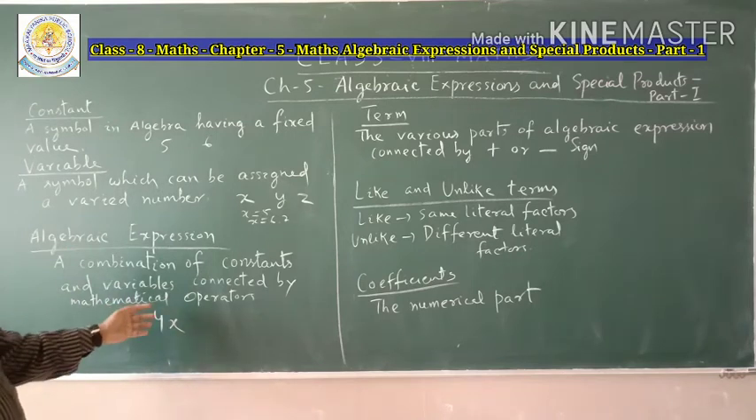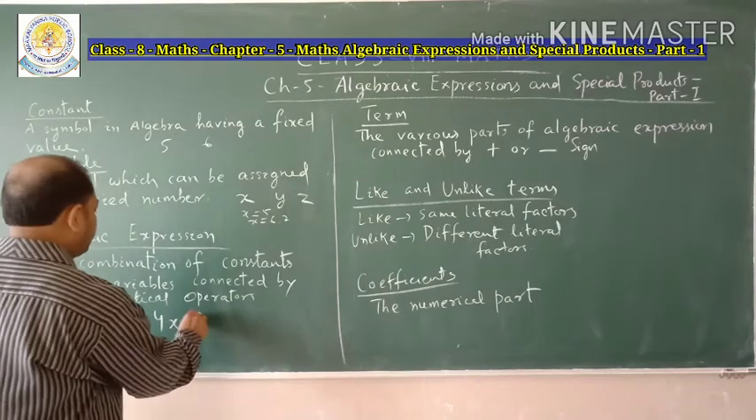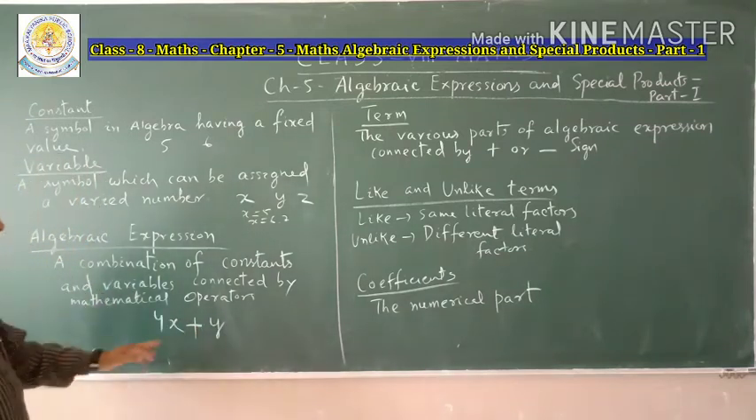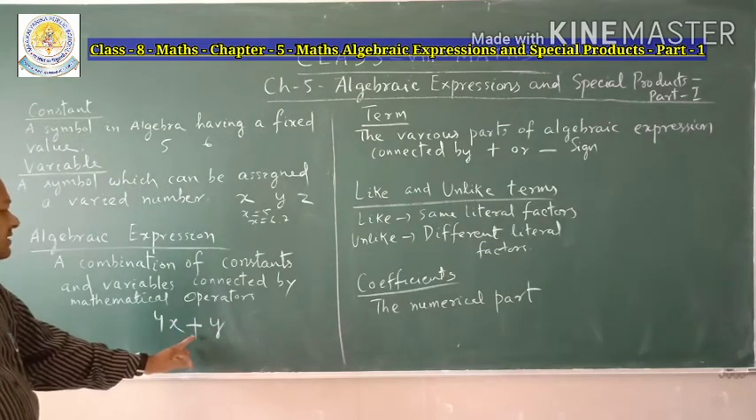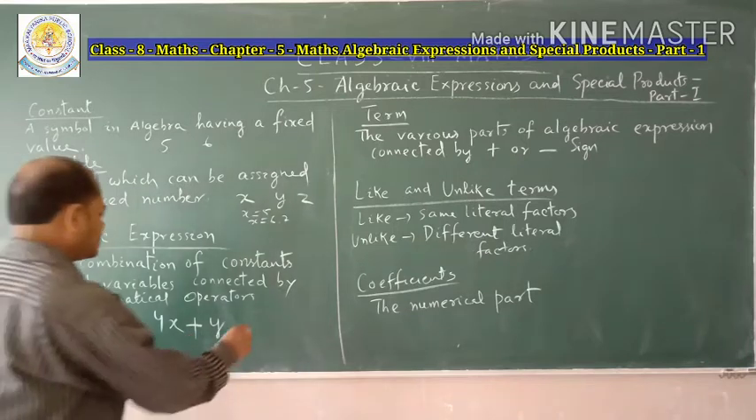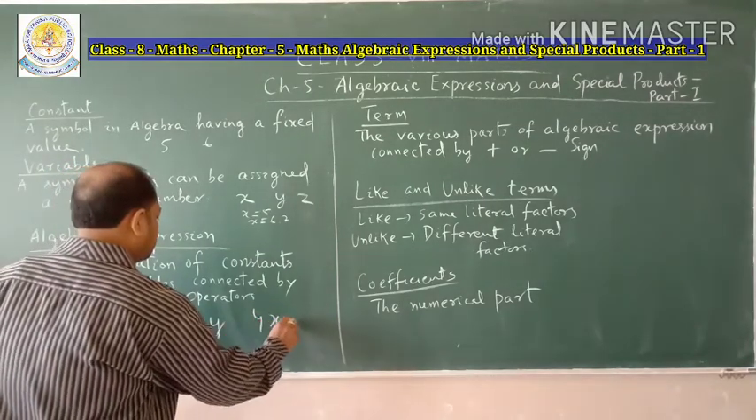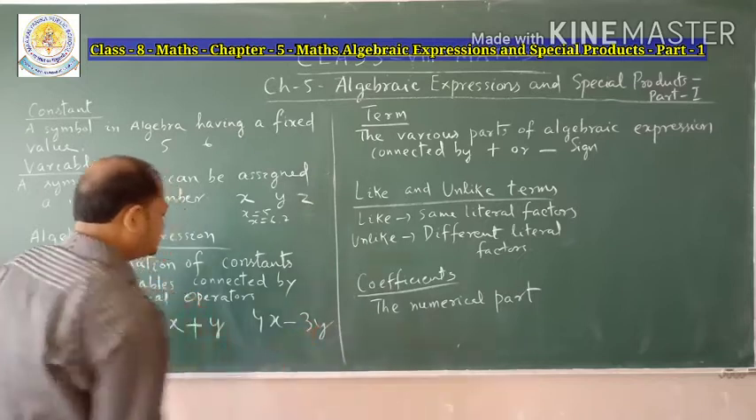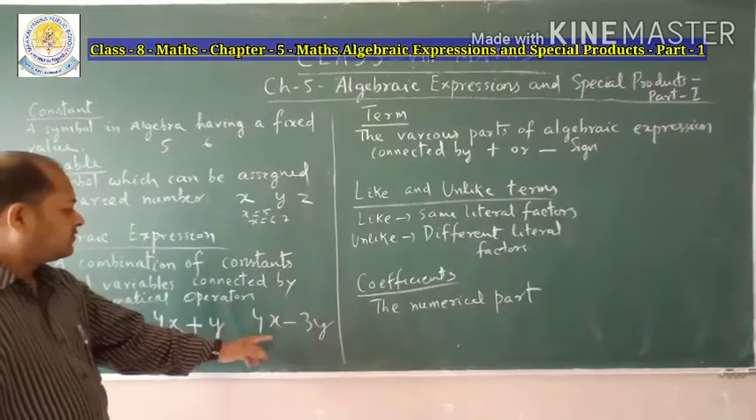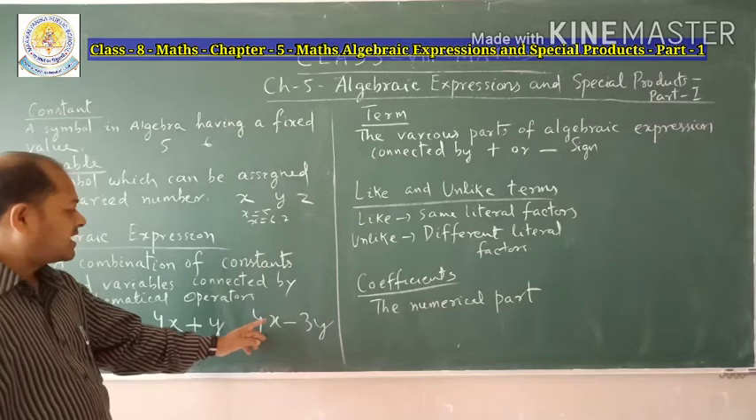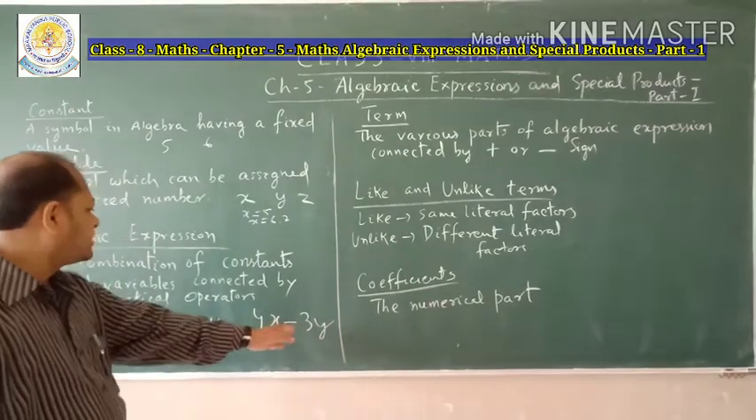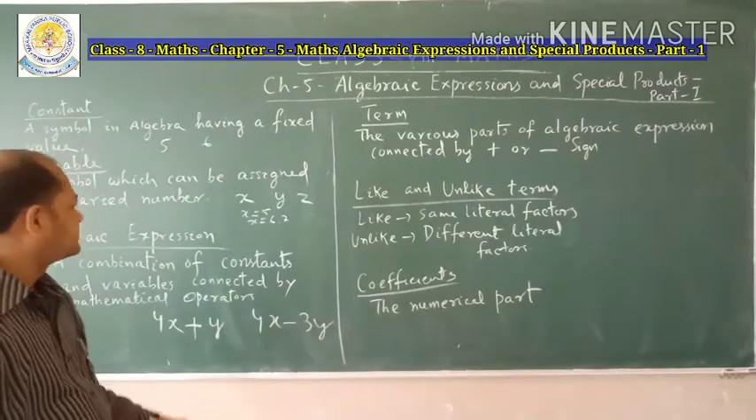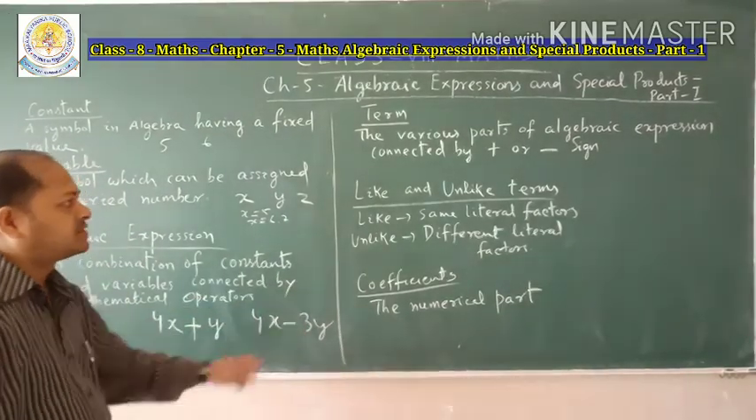Okay, and they are also connected by mathematical operators. Suppose I am writing 4x plus y. Here x and y are variables and 4 is a constant, and both are connected by a mathematical operator, that is plus. Suppose I am writing 4x minus 3y. Here 4 is a constant and x is a variable. Here 3 is a constant, y is a variable, and both are connected by the operator minus. So it is called an algebraic expression.